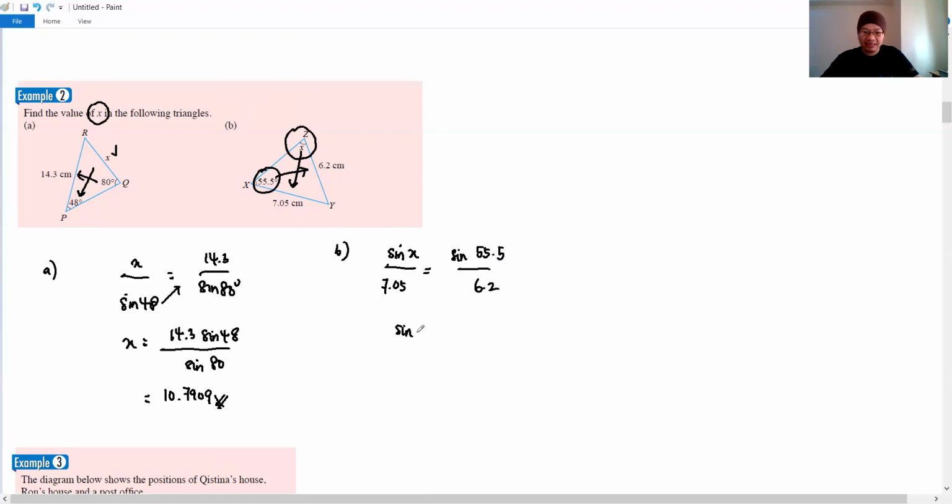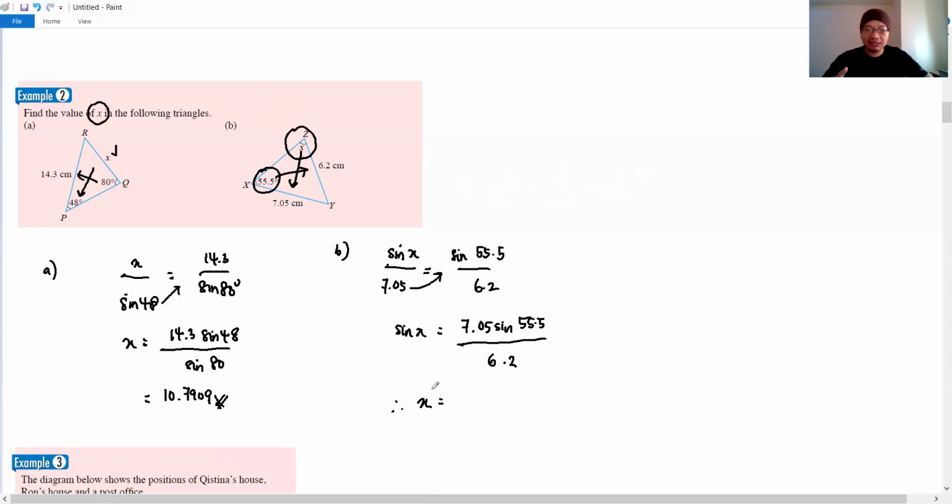Okay, therefore sine x equals to this one, move it here, it becomes times. It becomes 7.05 times sine 55.5 over 6.2. Therefore, straight away write down your therefore x equals to. This is the important part.